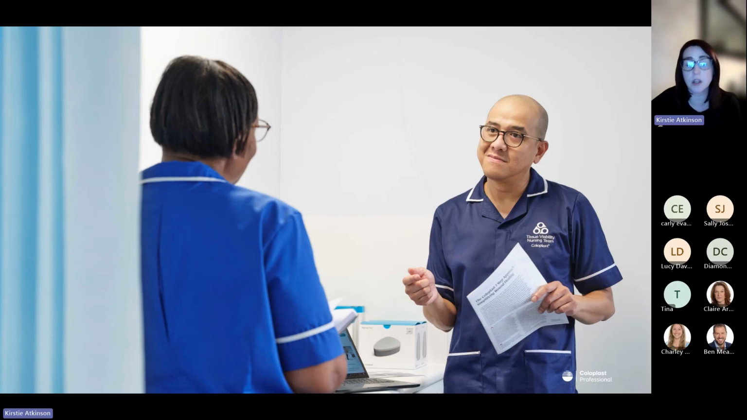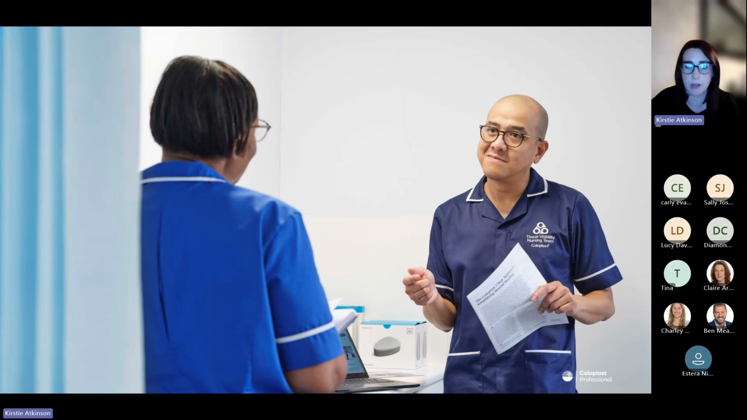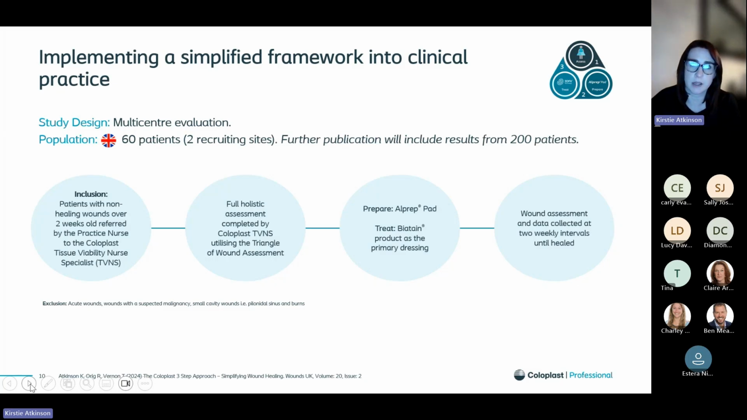So what we decided to do is look at and analyse and audit these findings properly. I was fortunate enough to have a clinic myself up in the northeast, and we looked at my patients there to see what difference utilising the three-step approach had, and we looked at some of Rommel's patients as well. So we implemented this simplified framework into our clinical practice. We did have a multi-centre evaluation. We are currently recruiting 200 patients for this study, but when we hit the first 60 patients, we found that the results were so incredible that we needed to get ahead and publish them early and get them out there for you to see, so that we can help you simplify your wound healing.